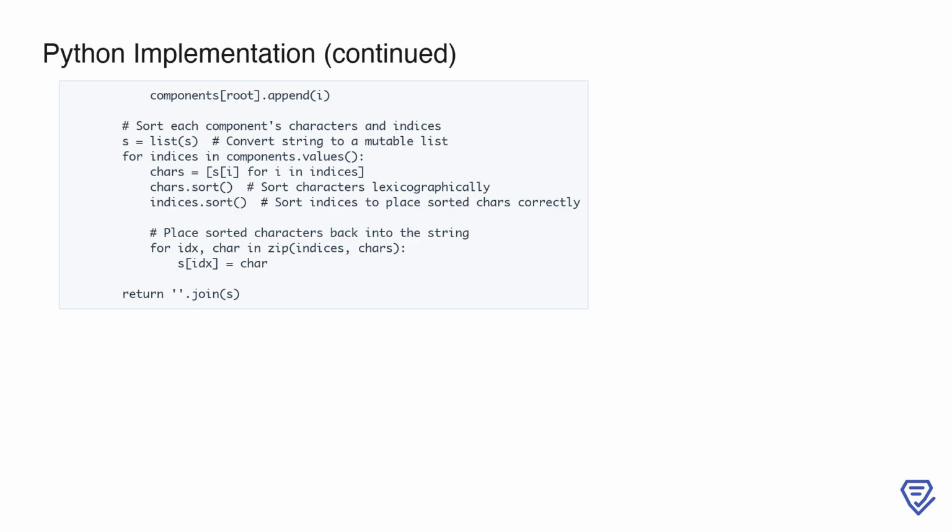For each group of indices in the component's dictionary, we retrieve the characters corresponding to those indices and sort them lexicographically. Similarly, we sort the indices to ensure the sorted characters are placed back into the string in the correct order. Using a loop, we then zip the sorted indices and characters together and update the string S by placing each character at its respective position. After processing all the components, we join the list back into a string and return the result. This ensures that the smallest lexicographical order is achieved for all connected components in the string.